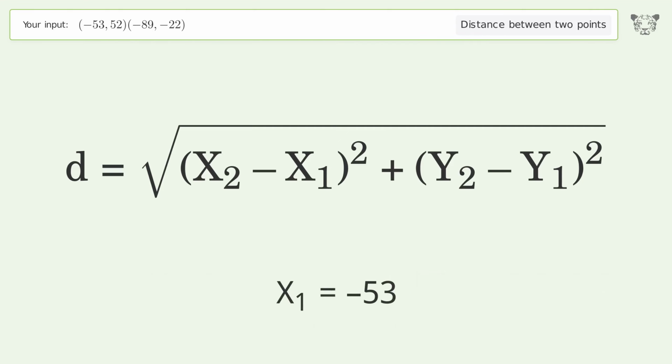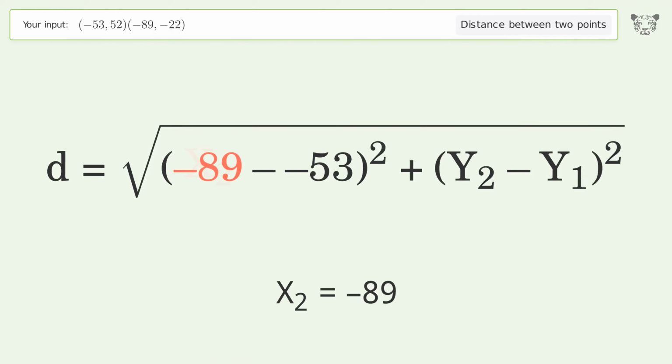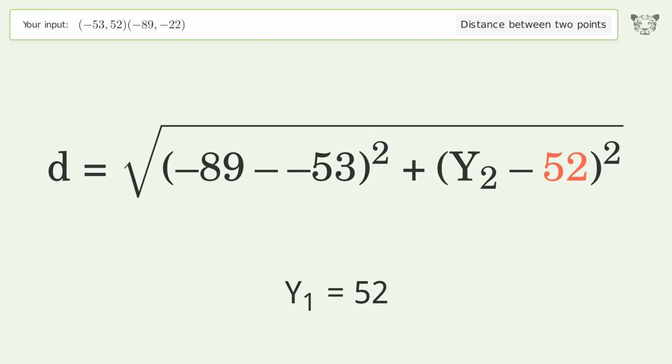x1 equals negative 53. x2 equals negative 89. y1 equals 52. y2 equals negative 22.